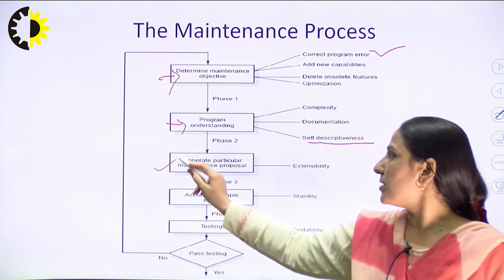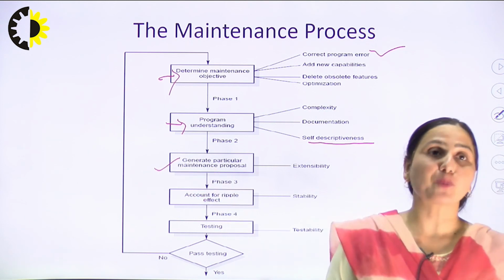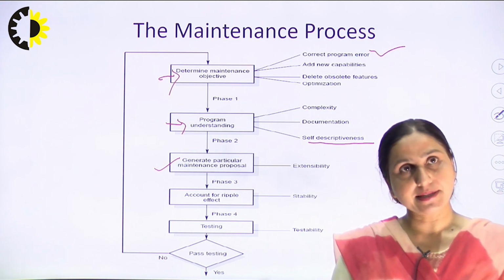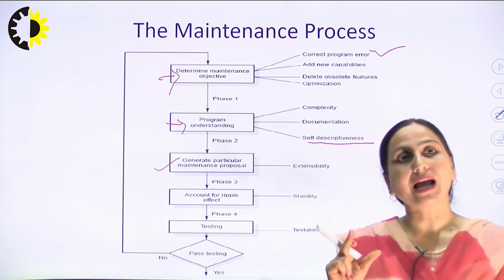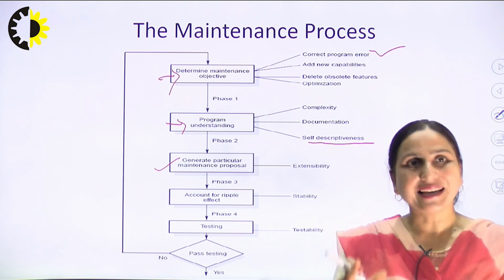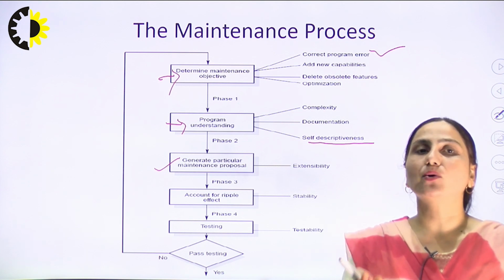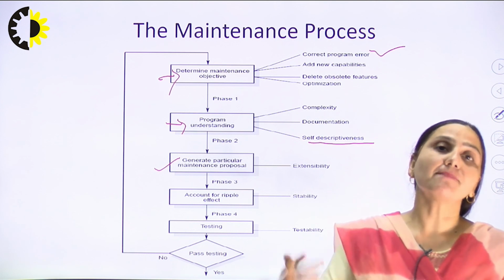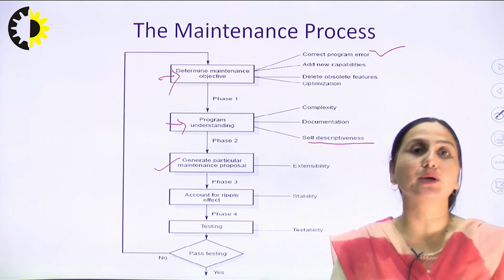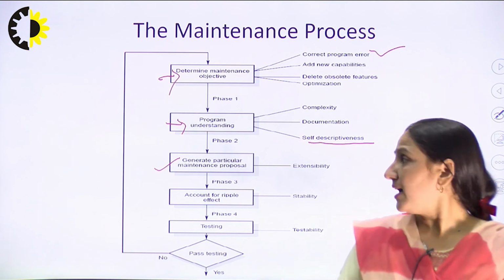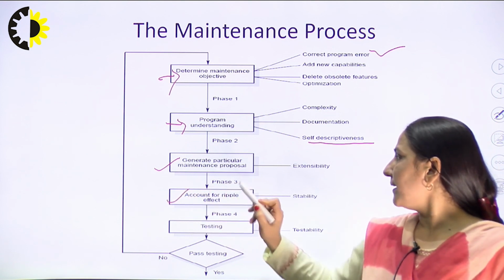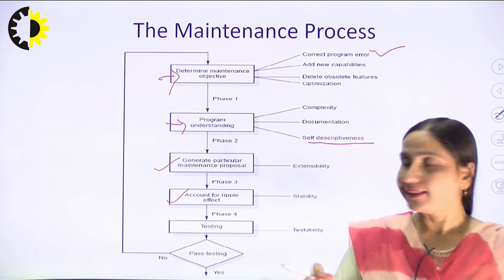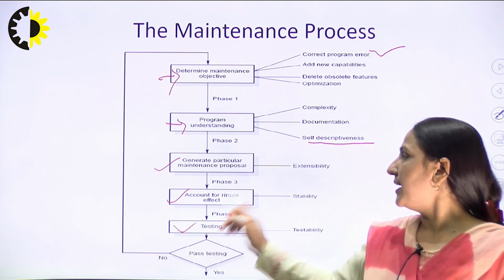Next, phase 2 is to generate the particular maintenance proposal. That means once the objective of the maintenance is clear, once the program understanding is done, then we are going to generate the maintenance proposal. Based on that, some sort of extensibility, if required, needs to be done. After that, account for the ripple effects, which basically deals with how stable a particular system is. Then lastly, we will be able to perform the testing.